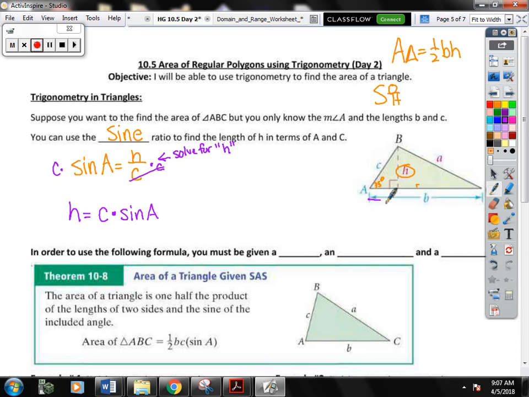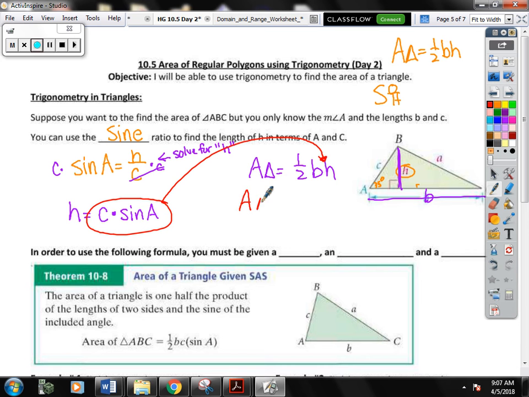So now I know the base of the triangle is B. I now know the height is this. So I can use the area of a triangle formula, which is normally 1/2 base times height. Let's substitute in this whole expression for H. So we'll get that the area of a triangle is equal to 1/2 BC times sine A. This is all multiplication. And you'll notice that this is the formula right below.